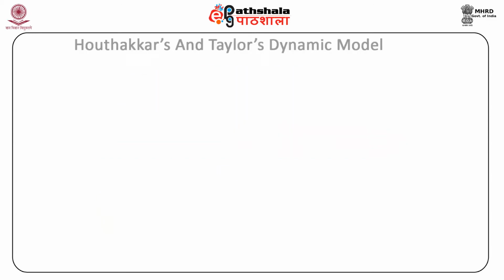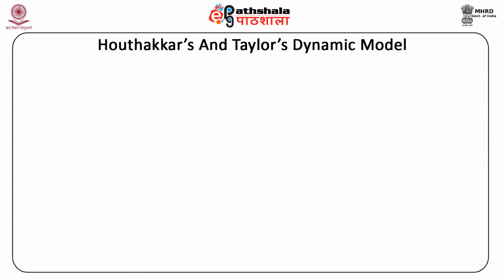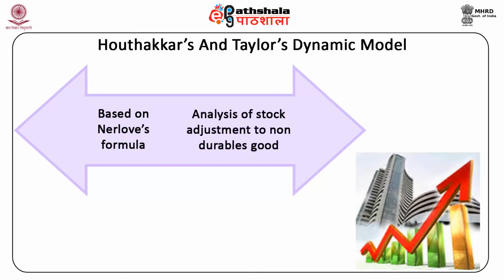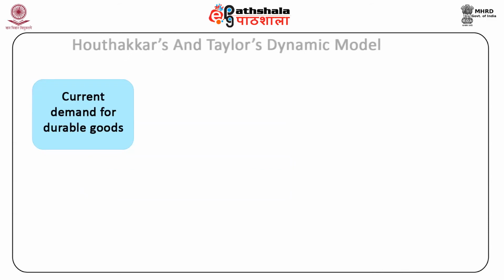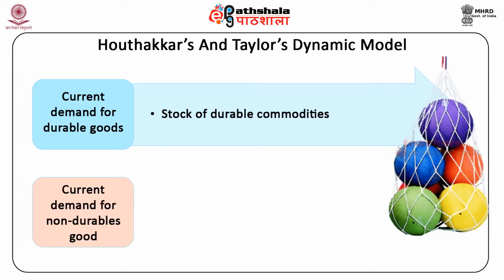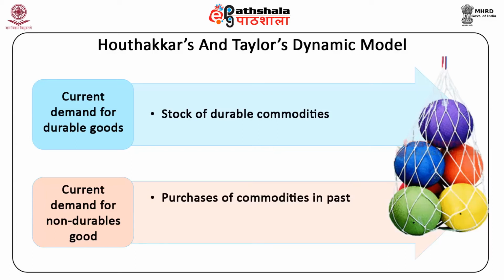We now learn about the Houthakker and Taylor dynamic model. The model of Houthakker and Taylor is based on Nerlove's formula. They have extended the analysis of stock adjustment to the non-durable good. The current demand for durable goods depends on the stock of such commodities. On the other hand, the current demand for non-durable goods depends upon the purchases of the commodities in the past. This is so because if the commodity is non-durable, then past purchases represent the habit of the consumer, which is acquired by purchasing and consuming the commodity in the past. Thus, this clearly affects the current and future purchases of the product. This would lead to the habit formation process.